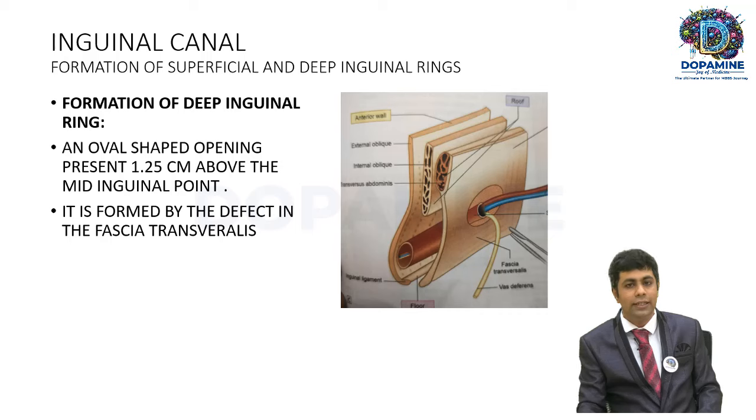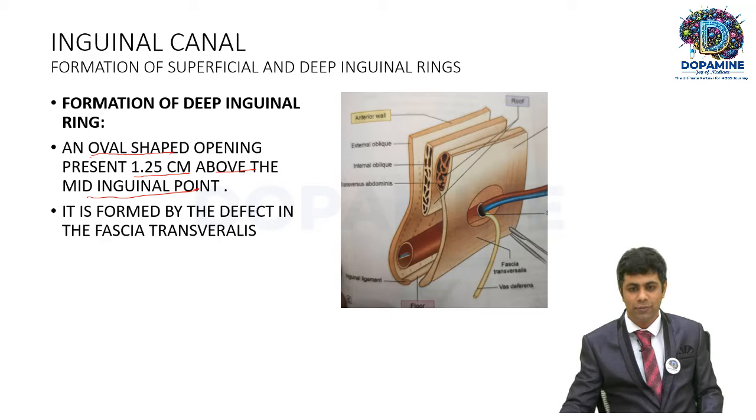So let us go into the deep inguinal ring, right? It is an oval shaped opening. I mean, the external ring is a triangular deficit. This is an oval shaped opening present 1.25 centimeter above the mid inguinal point. So let me draw the picture once again. I am going to draw the superficial inguinal ring here.